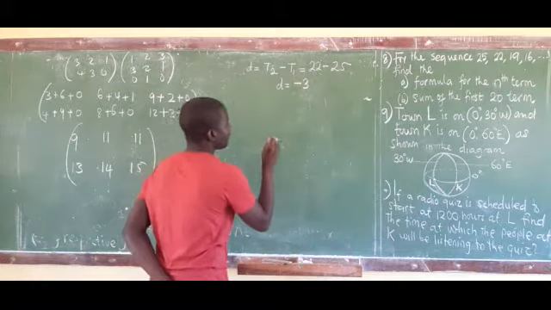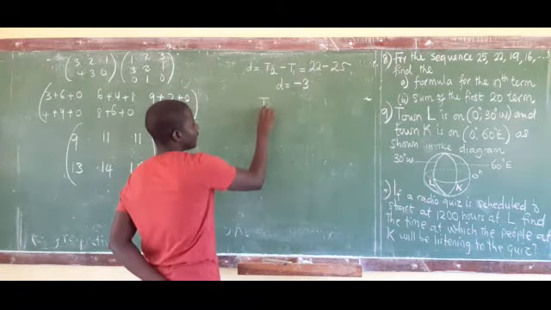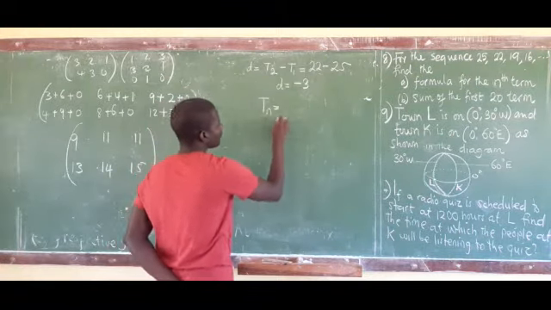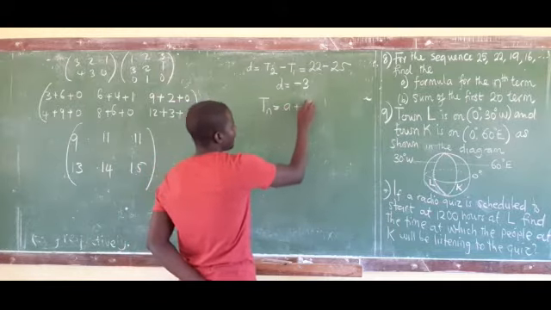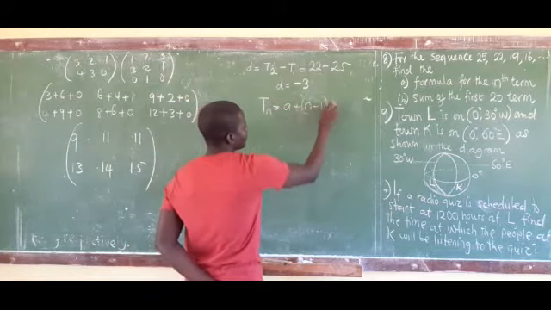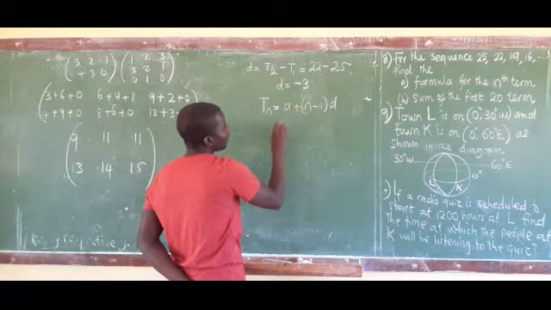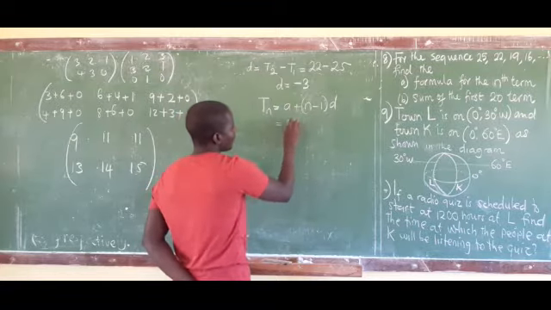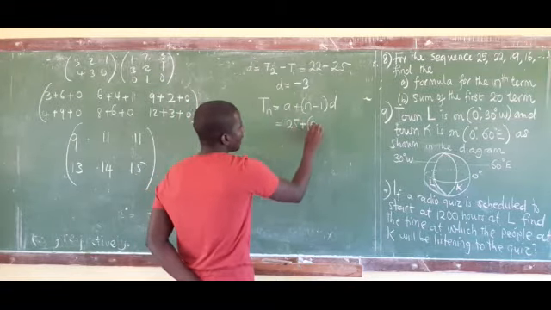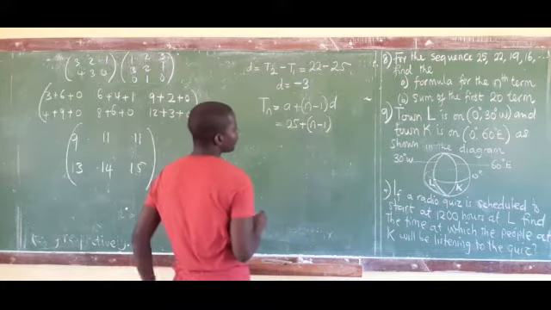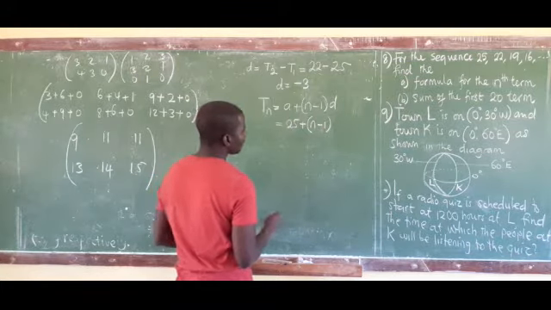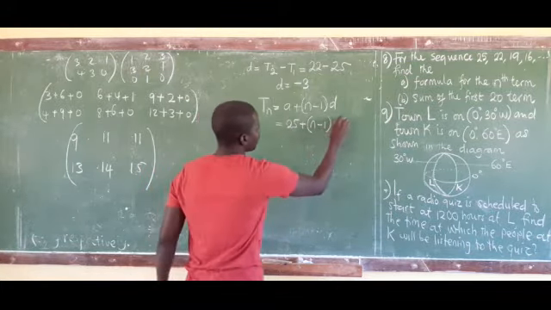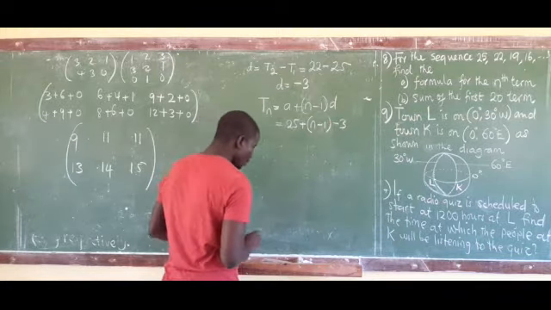So the formula for the nth term is Tn equals a plus (n minus 1)d. a is the first term. What is our first term? 25 plus (n minus 1). What is the common difference? The common difference here is negative 3. So then we simplify this.